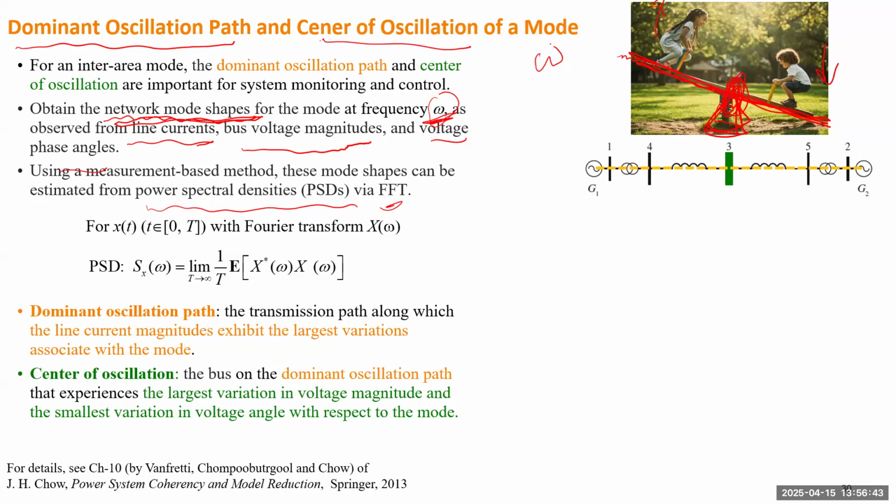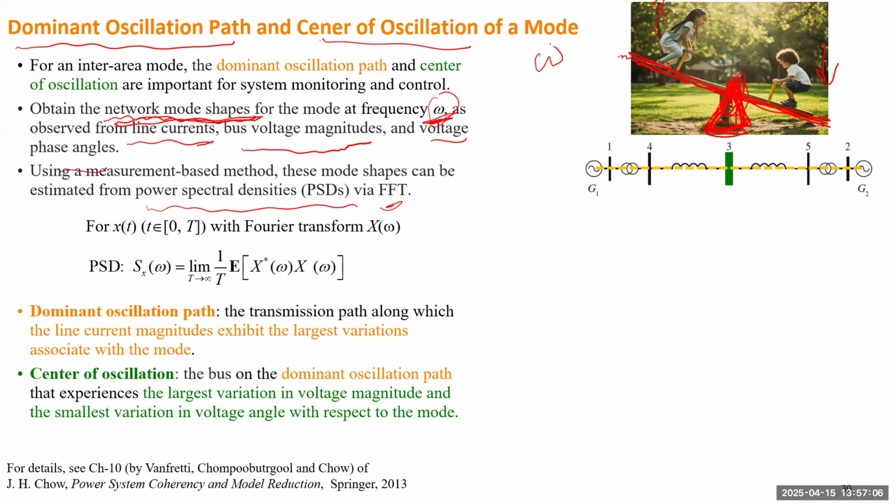The oscillation center has the largest variation, like this supporting point. That point will be subjected to the largest force. The force can be analogous to the voltage variation. And the smallest variation is in the angle, because this point doesn't move at all.